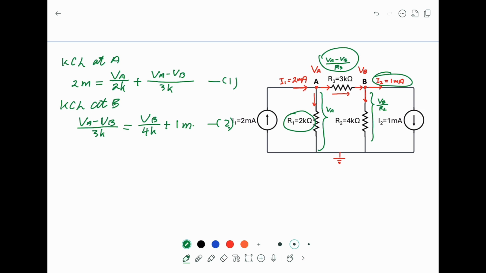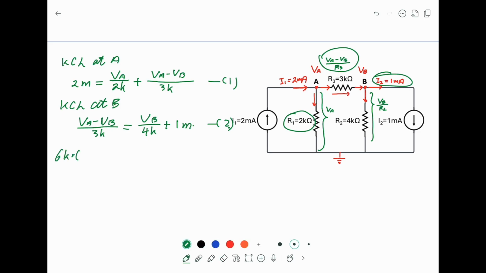So the next thing, of course, is to simplify the equations. The basic idea is to ask yourself what you really want to find. You want to solve VA and VB from equations 1 and 2. So we try to simplify the coefficients. The best way this time is to multiply by the common denominator. So from equation 1, I will multiply by 6K.